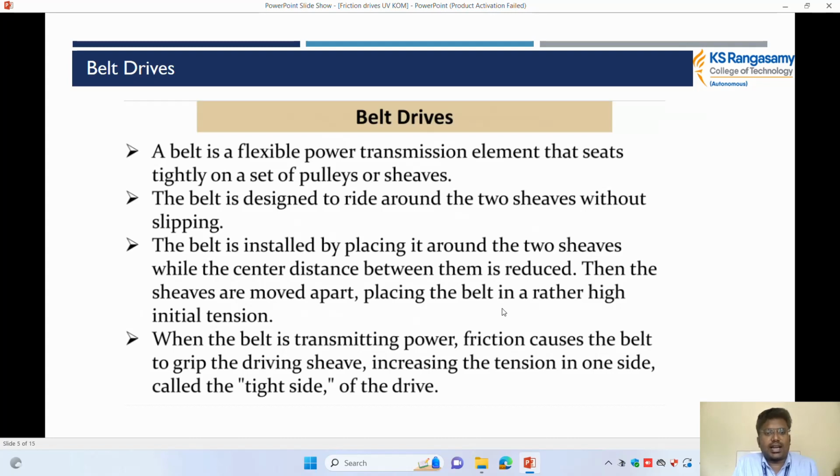When the belt is transmitting power, friction causes the belt to grip the driving sheave, increasing the tension on one side, which is called the tight side of the driven. The other side is the slack side, that is the loose side.